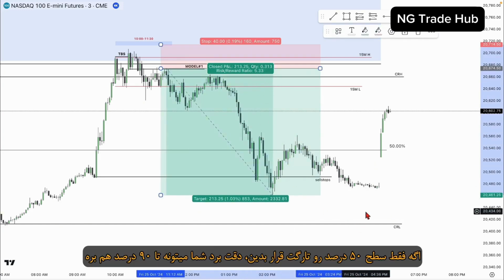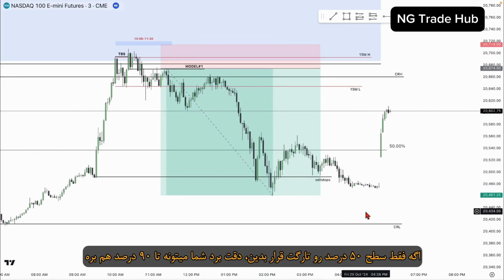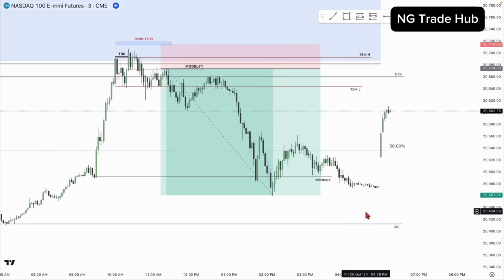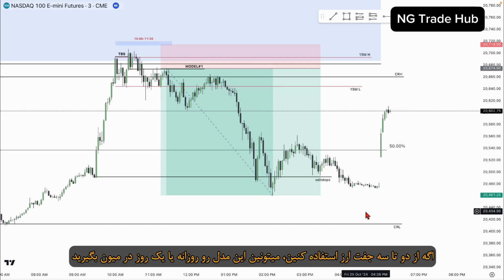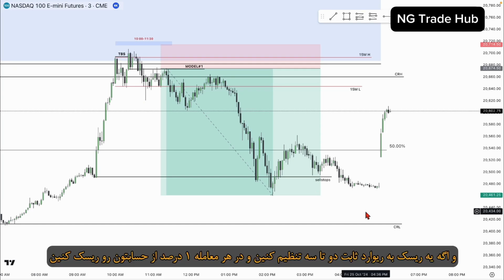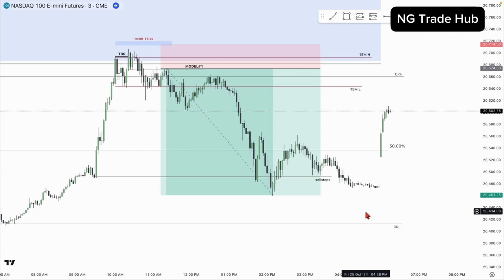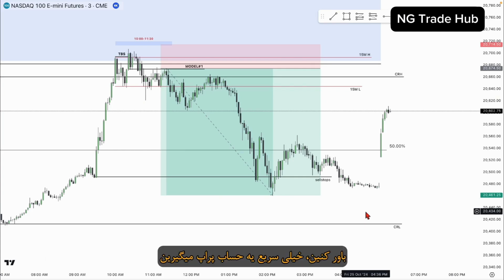Trust me guys, if you target only 50% level, your win accuracy can go up to 90% if you use it logically. Okay guys, if you use 2 to 3 pairs, you can catch this model daily or every other day. And if you set a fixed 2 to 3 RR and risk 1% of your account per trade, believe me, you will get a funded account very quickly.